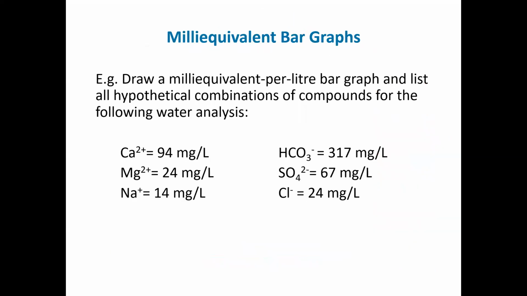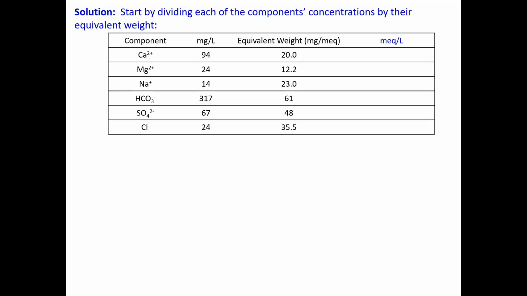So here's another example of these milliequivalent bar graphs. In class, I did it on the board. I will talk about how I'm doing it here. Usually relatively straightforward. So here's the ion analysis. You can see I've thrown it in this table here to make everything easy. Just like before, what I'm going to do is take 94, divide it by 20, and that will give me 4.7. I'm going to do that for all of the other ions and get all the values here.